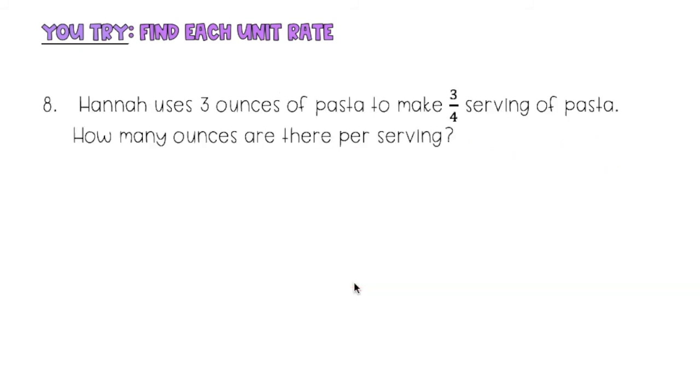Number 8. Hannah uses 3 ounces of pasta to make 3/4 servings of her pasta. How many ounces are there per serving? So I'm going to underline ounces per serving. I know exactly how to set up my problem. I'm going to write 3 because it represents my number of ounces divided by 3 over 4. That's my amount of servings.